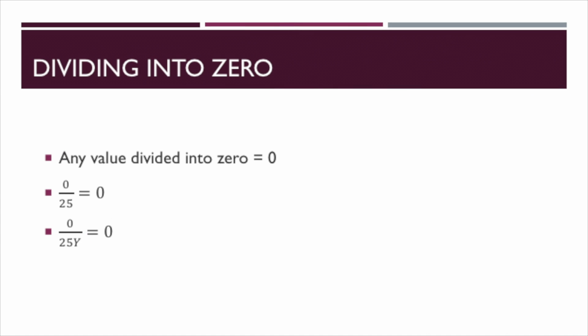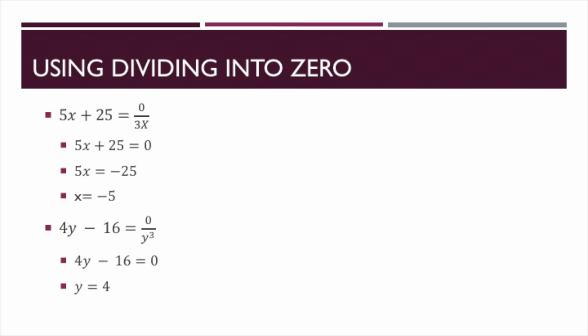Now, when it comes to dividing into 0, we want to be aware that any value divided into 0 equals 0. So 0 over 25 equals 0. And 0 over 25y equals 0 as well. We can use this concept of dividing into 0 to simplify equations.